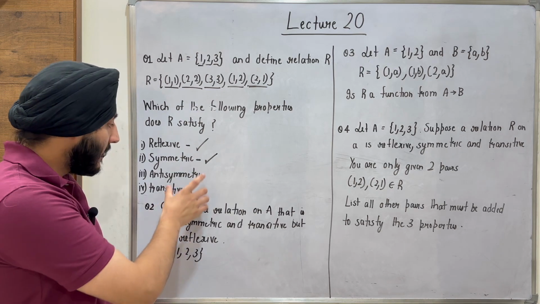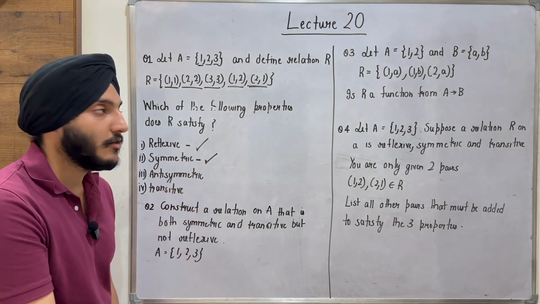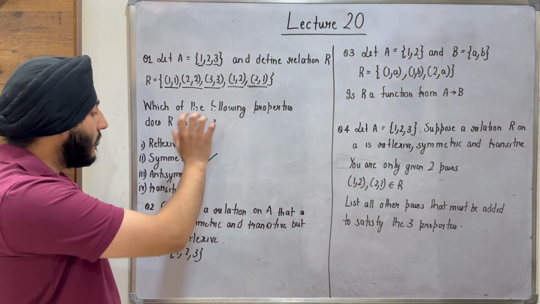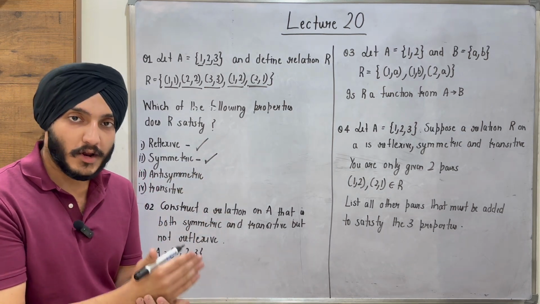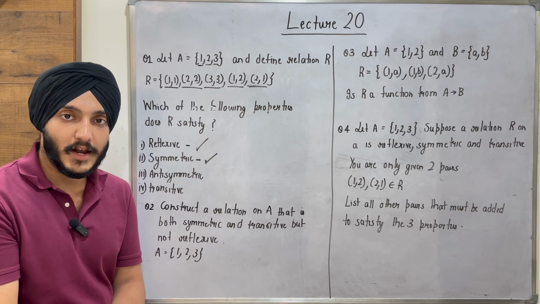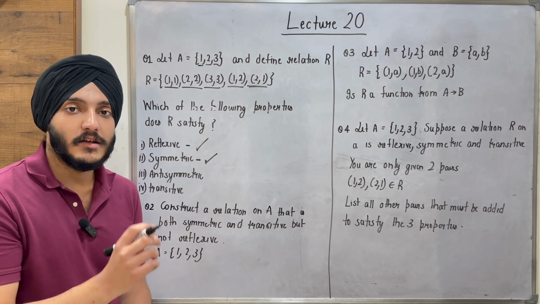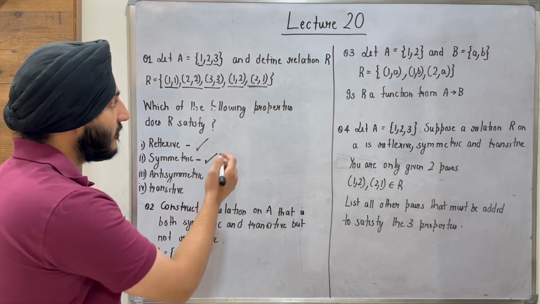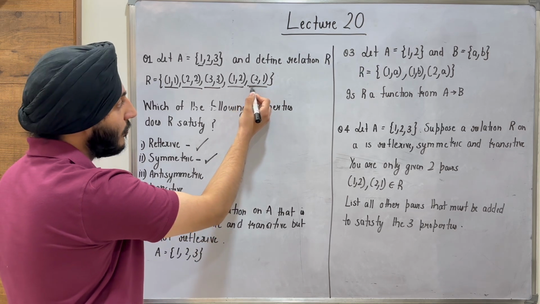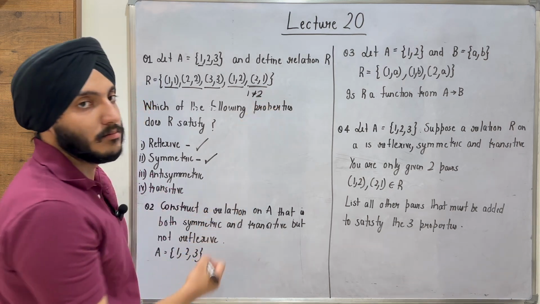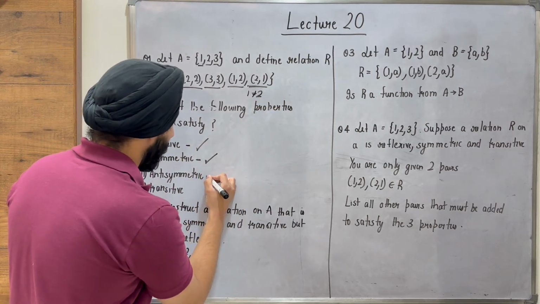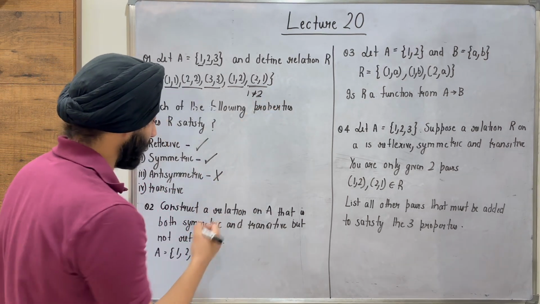Okay, third one, let's try to understand whether this is antisymmetric or not. According to the definition of antisymmetric, if 1 is related to 2, or A is related to B and B is related to A, then A should be equal to B, right? But in this case, I see 1 is related to 2, 2 is related to 1, but 1 is not equal to 2, right? Hence, this is not going to be antisymmetric.